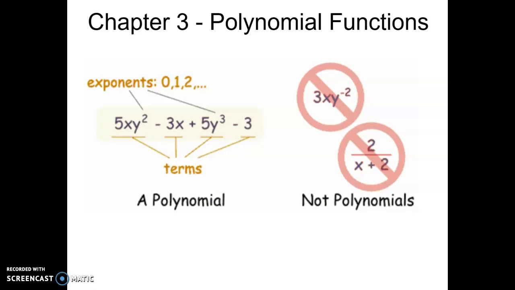Alright, so this is chapter 3, which is polynomial functions. Now be very careful. One thing that you need to understand is what is a polynomial and what isn't a polynomial. So a polynomial has nice exponents. Okay, that's what makes it a polynomial. So the exponents are whole numbers. The exponents cannot be negative, and they also can't be in a denominator. So when you have something in a denominator, remember that's actually a rational function. So again, to be a polynomial, you have to have nice exponents.